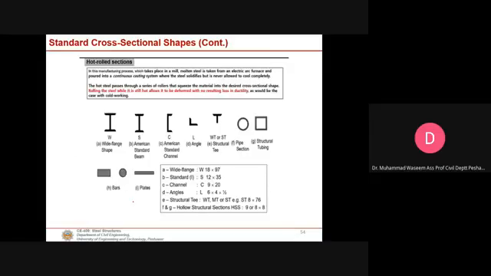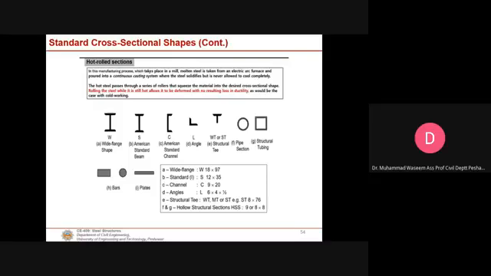As I told you, there are two types of cross-sectional sections, hot roll sections and cold roll sections. What are hot roll sections? Let me go through the text. Hot roll sections are those sections which are molded when the steel is still hot. It is not allowed to cool completely.